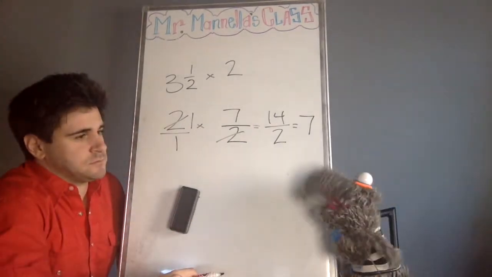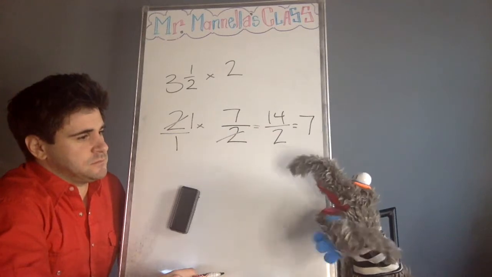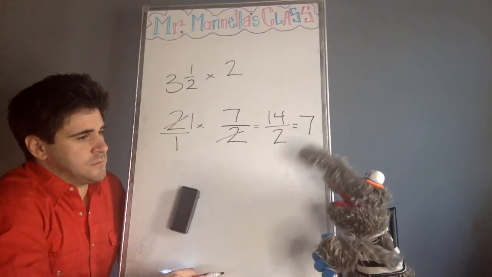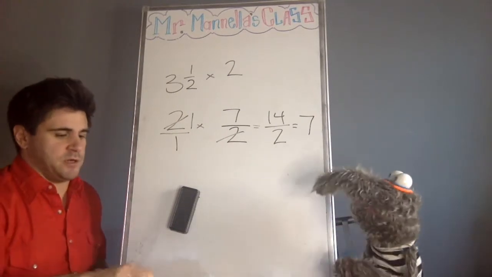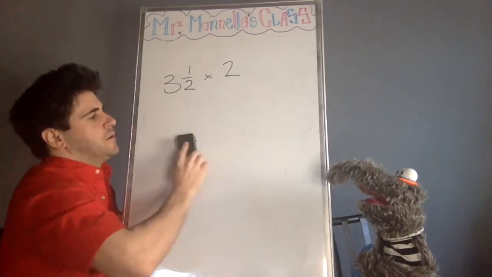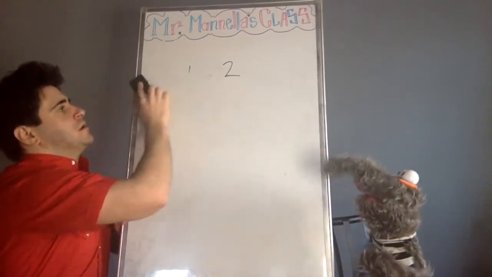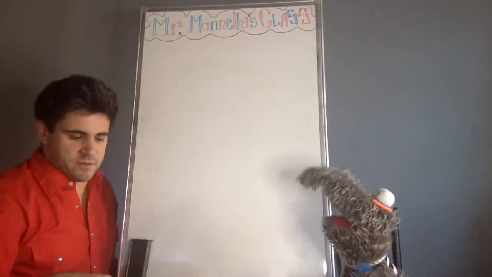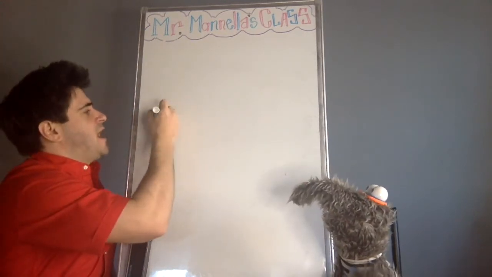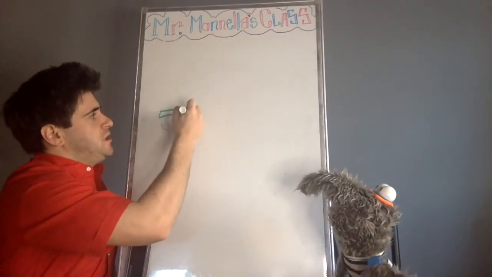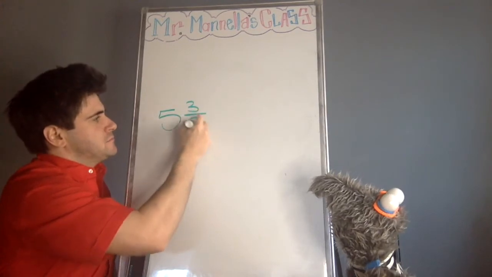Can you show me again how to change the mixed number into an improper fraction? Absolutely. Okay, I'm going to let you walk me through it. I'm going to give you a mixed number, and you're going to turn it into a fraction. And then we're going to multiply by something. Here, I'm going to switch colors just for the heck of it. So let's go with 5 and 3/8.